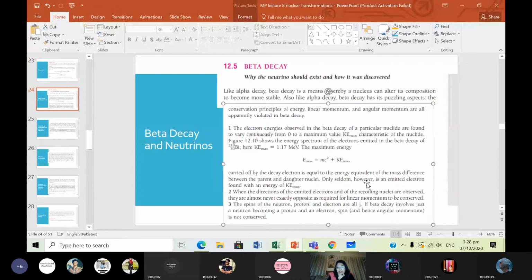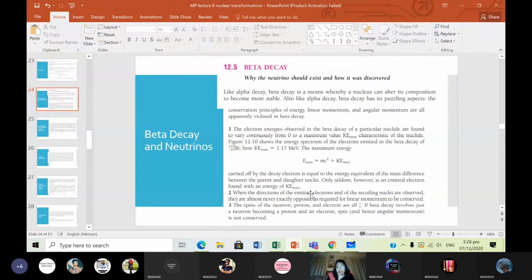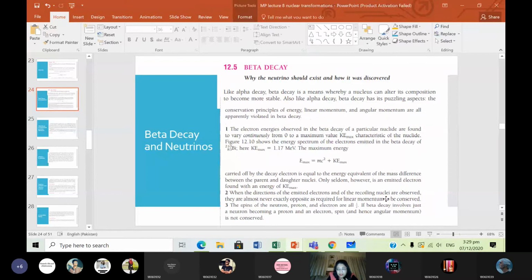However, seldom is the emitted electron found with the maximum kinetic energy, because obviously there are some losses of energy. When the directions of the emitted electron and of the recoiling nuclei are observed, they are almost never exactly opposite, as required for linear momentum to be conserved.